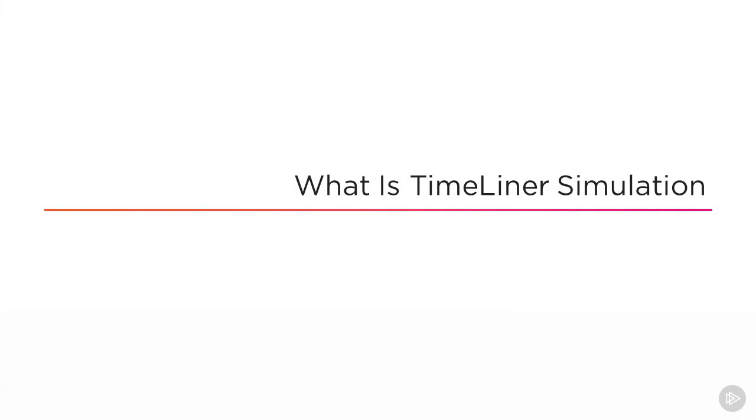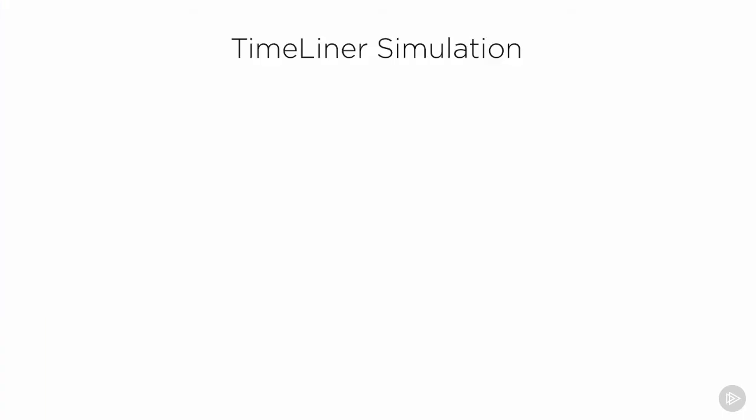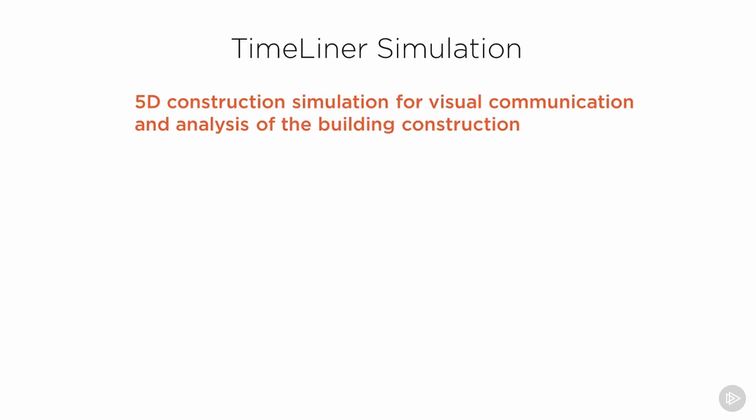In this clip, you are going to learn what is TimeLiner simulation. As I mentioned in my Getting Started with Autodesk Navisworks course, this program is becoming an integral part of the BIM project delivery. The reason is that it is used to find and resolve clashes. But in addition to that, there's a really smart module in this program called TimeLiner that lets you create 5D construction simulation. So where do we use this 5D construction simulation? It is used for visual communication and analysis of the building construction.